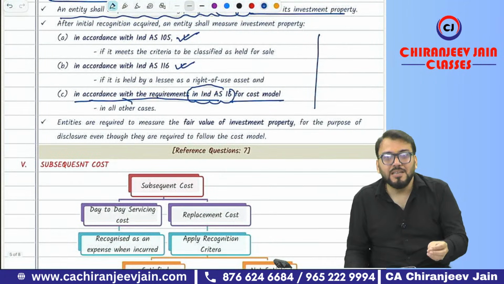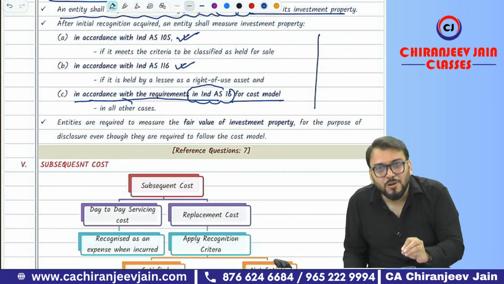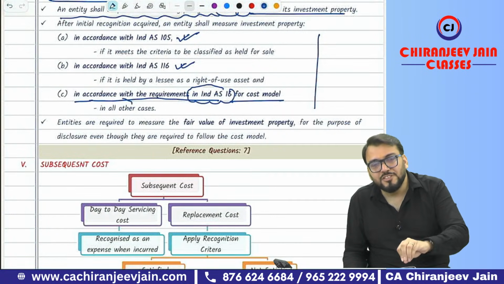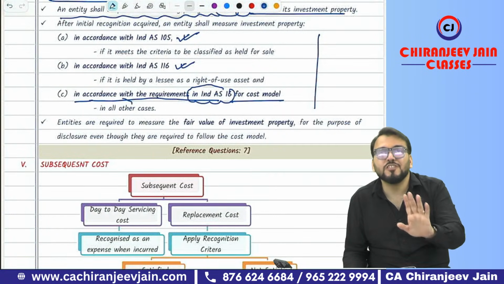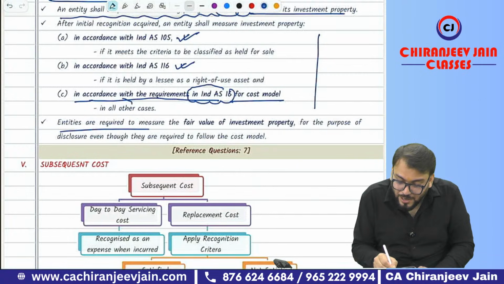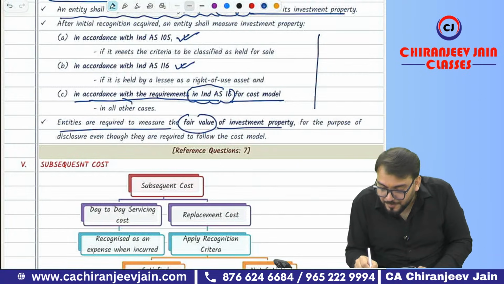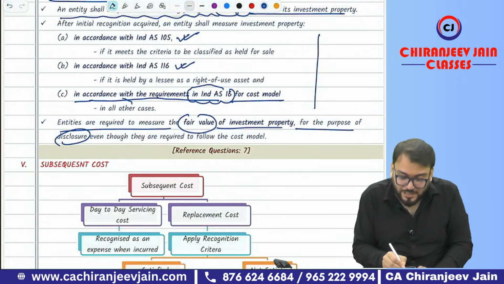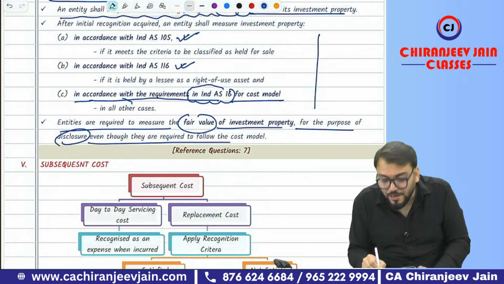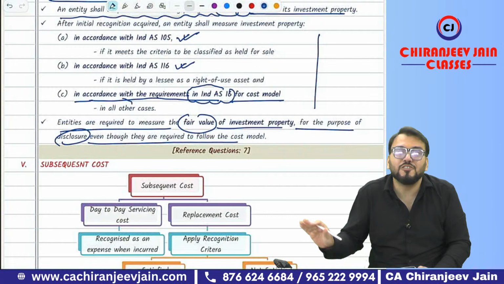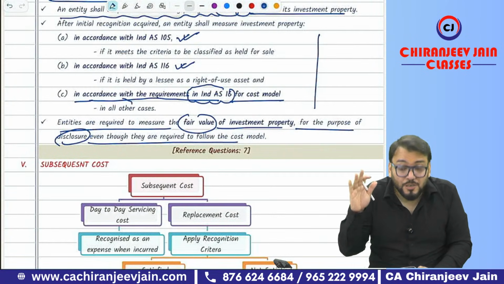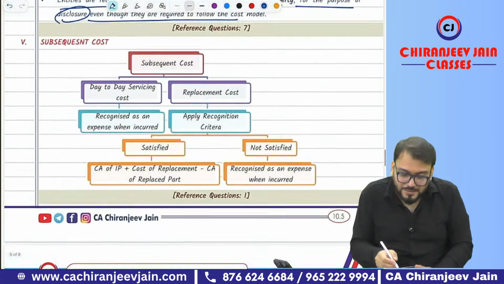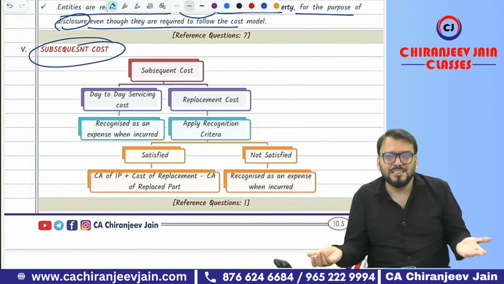Correct. Only Ind AS 40 says that fair value is required to be measured for each investment property for disclosure purposes. So entities are required to measure the fair value of investment property for the purpose of disclosure, even though they are not required to follow the revaluation model, meaning even though they are required to follow the cost model. Understood? Yes, sir.